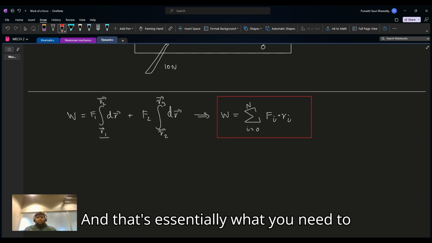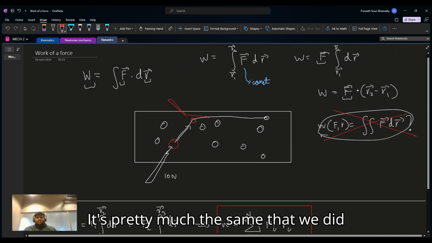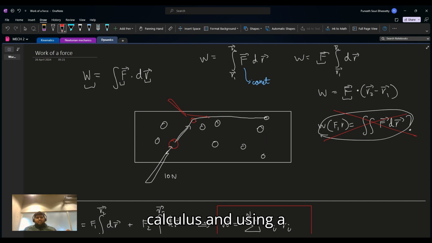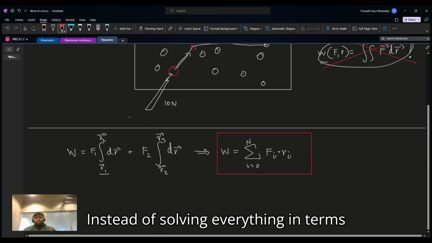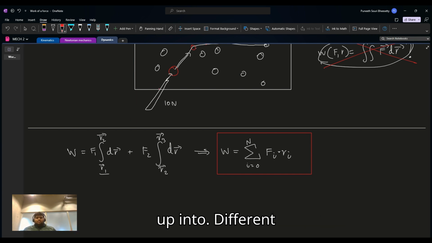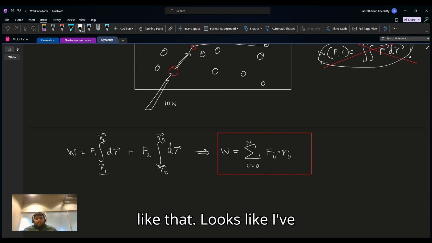And that's essentially what you need to know about work. It's pretty much the same as what we did in physics in high school, except we're generalizing the approach using calculus and vector math to represent different components instead of solving everything in terms of resultant motion. We're breaking it up into different components and using vectors. Looks like I've forgotten the sign over here.